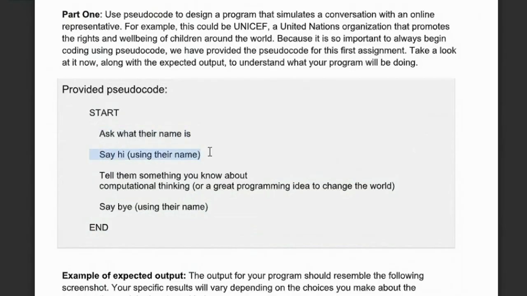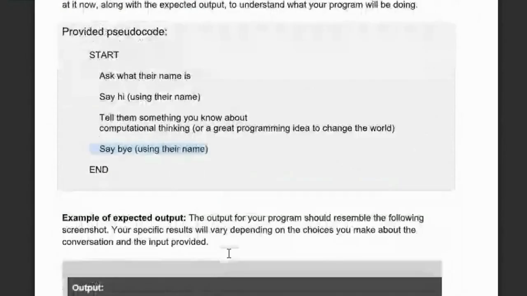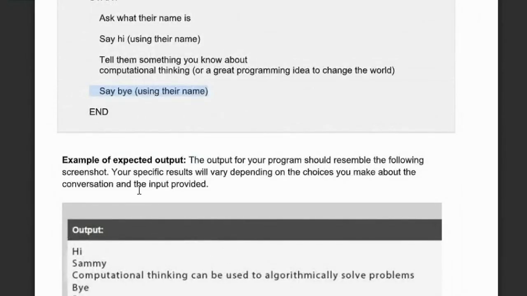Say hi using their name. Tell them something you know about computational thinking or a great programming idea to change the world. And say bye using their name and end. So, okay, here's an example of some expected output.